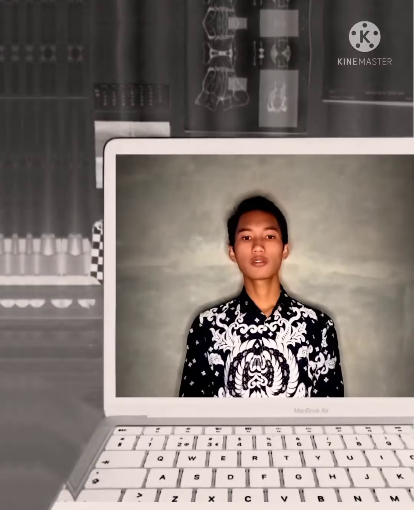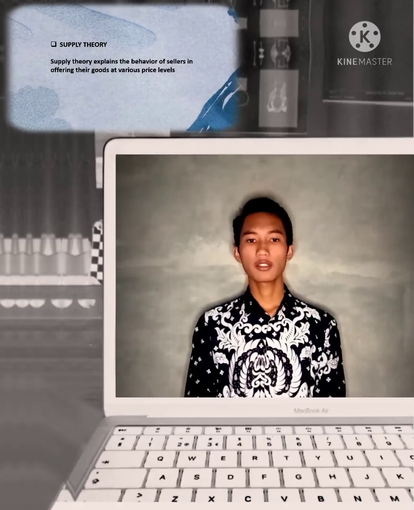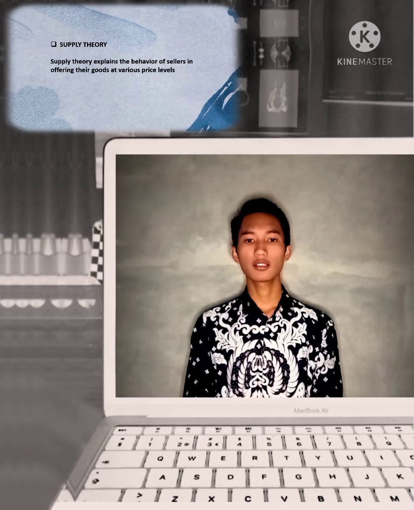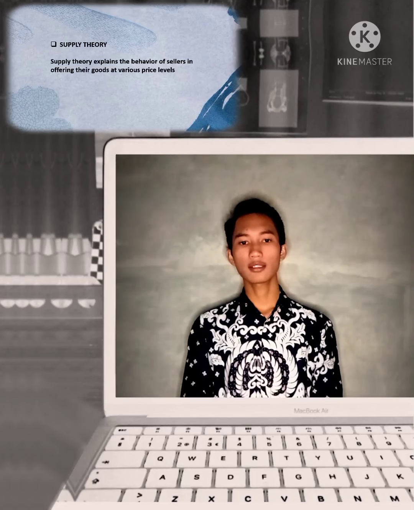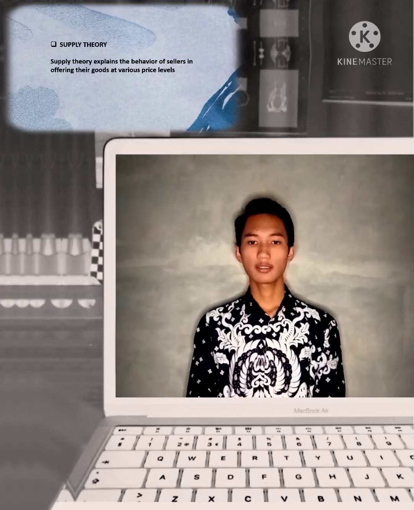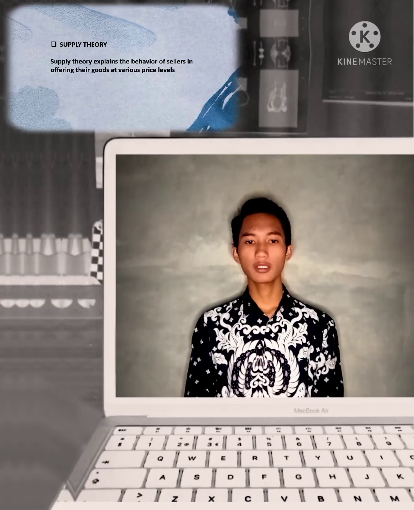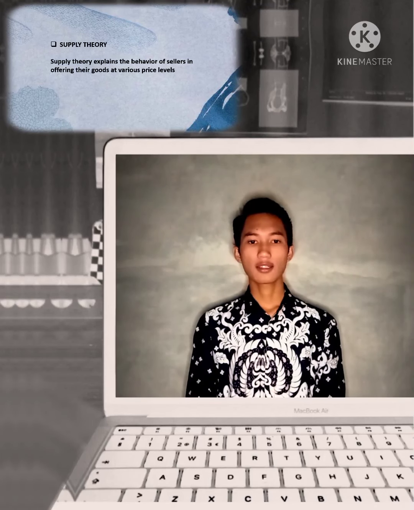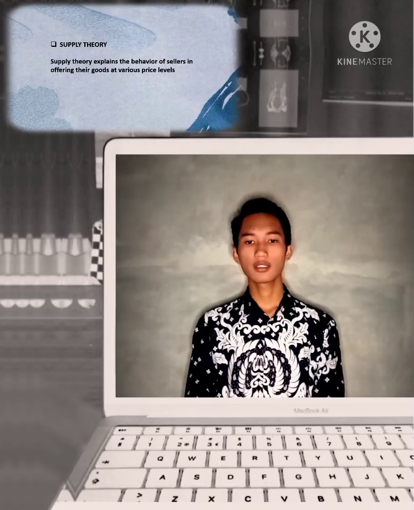Next, I will focus on the theory of supply. Number 2, supply theory. Demand is not yet a sufficient condition to realize a transaction in the market. Existing demand can only be met if the sellers can provide the goods needed.